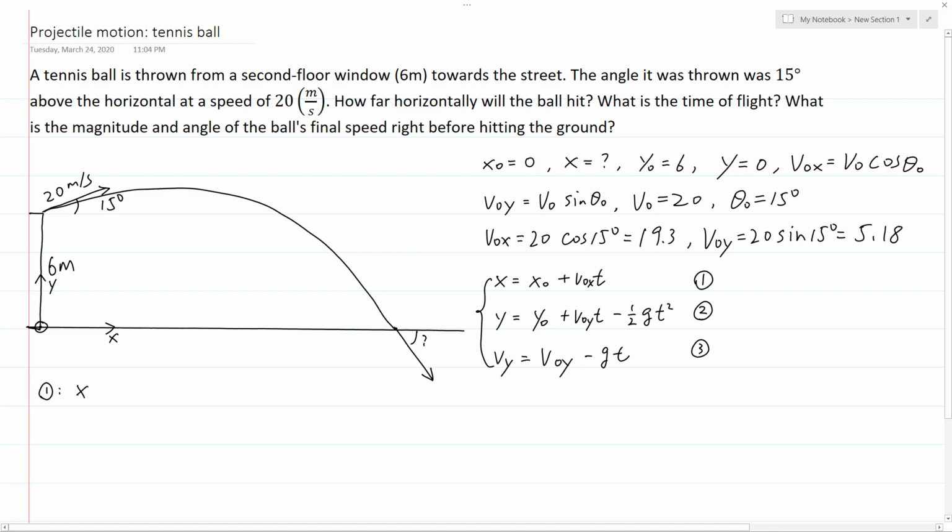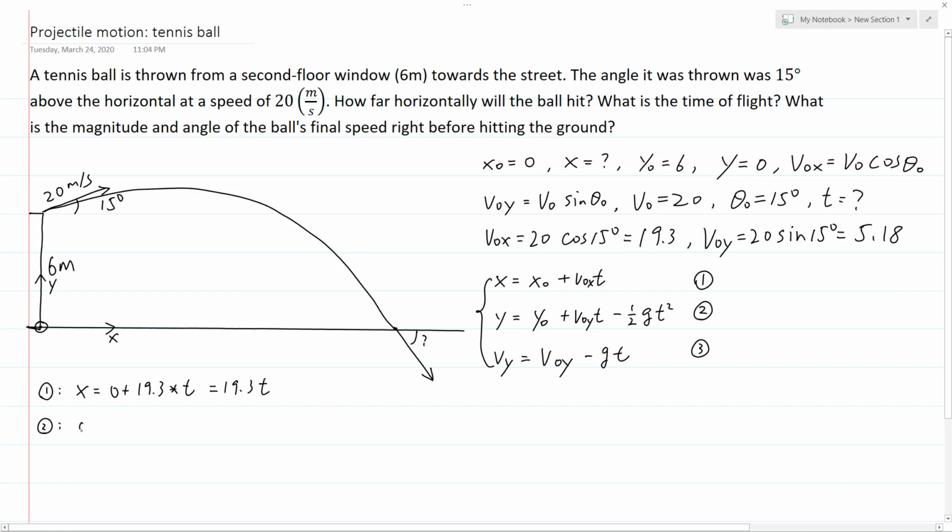Unknown x, let's just use x, equals initial x, which is 0, plus initial velocity 19.3 times time. Okay, let's also put a time here. I think I missed that. What is the time t here? So that's it. This is just 19.3 t. Two unknowns. There's no way we can solve this equation just by itself, so we should move on to the second equation.